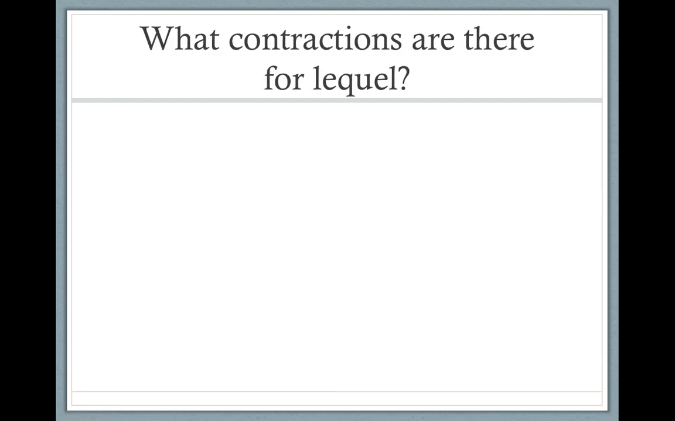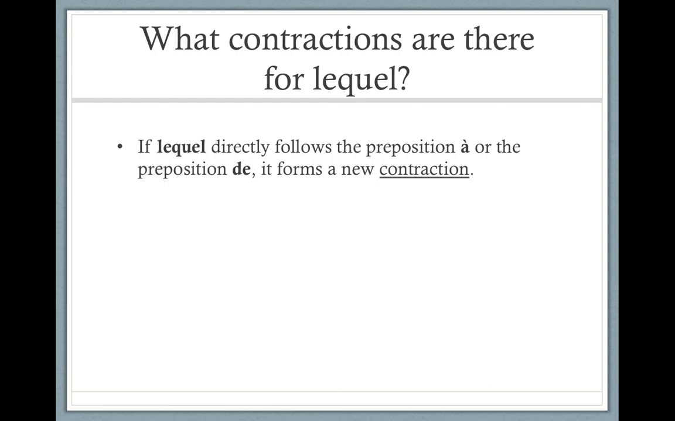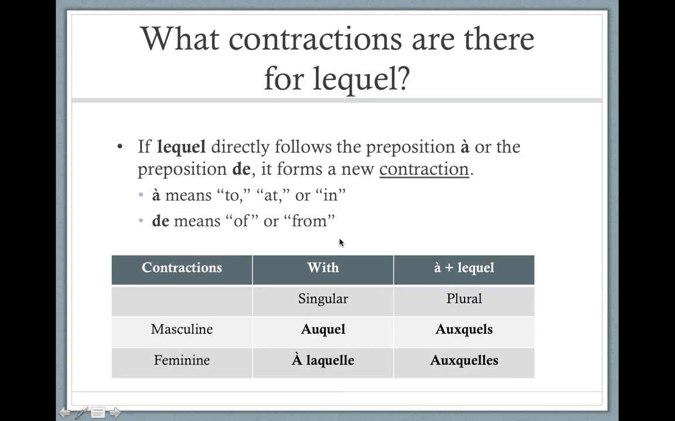So also we need to talk about contractions, and we should remember from either English or French classes that a contraction is two words that are joined together. In English, we join them together with an apostrophe like can't or won't or I'm, but in French they just become a new word. So if lequel directly follows the preposition à or the preposition de, it has to form a new contraction. And just a brief reminder, à can mean to, at, or in, and de means of or from.